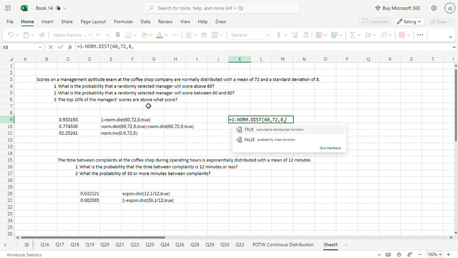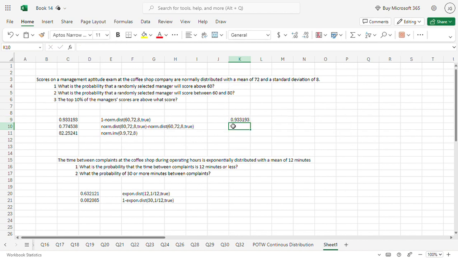Now for the cumulative, we put true because they're not asking us for an exact value. If they asked what is the probability that a randomly selected manager will score exactly 60, then we would put false. But because we're asking for above 60, we're going to put true. So that's how you would do an above for a normal distribution, or greater than, rather.